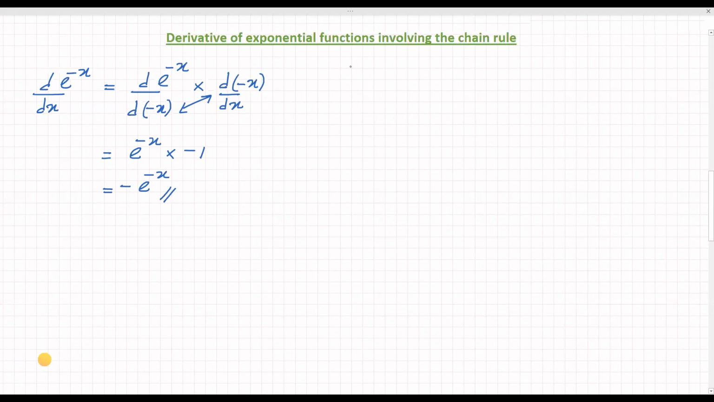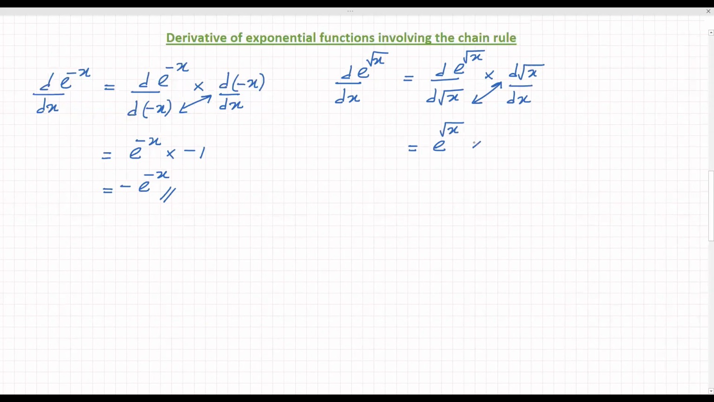And also, if you get another question like this, d/dx of e to the power square root of x, then what I will do, I will construct square root of x here. And originally you have square root of x in the function, and I'm going to cancel that square root of x. So that is my chain rule. So you can see this is my chain rule. Now from here I get e to the power square root of x.